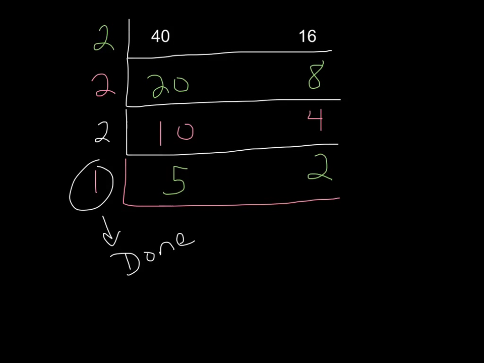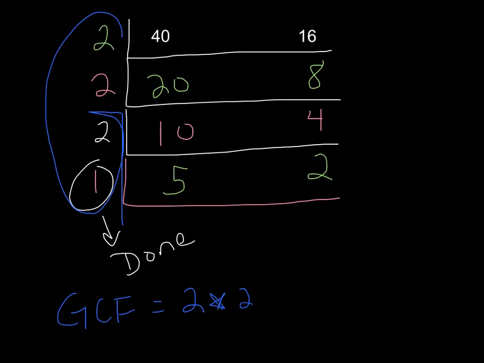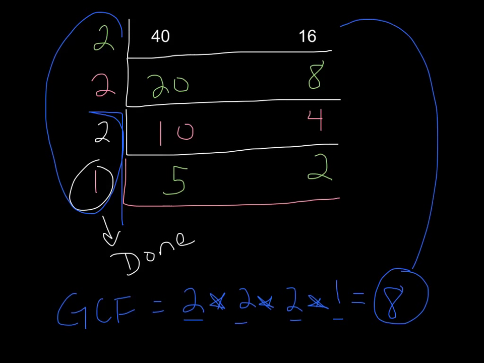Where do I find my answer? This is what we want to really be careful of now. I found my answer. Here is my G. So all of those things together, my GCF is going to be 2 times 2 times 2 times 1. 2 times 2 is 4, times 2 is 8, times 1 is 8. So that tells me that 8 is the biggest number that goes into both 16 and 40.